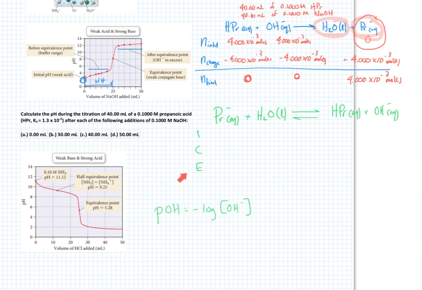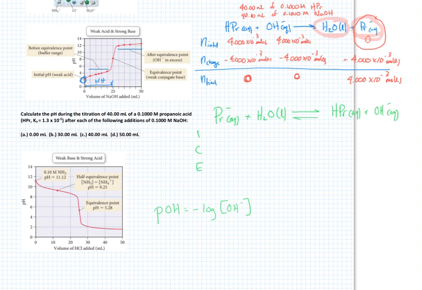This is a chapter 16 type problem. So at the equivalence point, we're going to use the information that we have, the number of moles, and we can set up an ICE table to figure out what this concentration is going to be. Here's where it gets a little bit tricky. That is moles, not molarity, right? We need molarity here to fill into the ICE table.